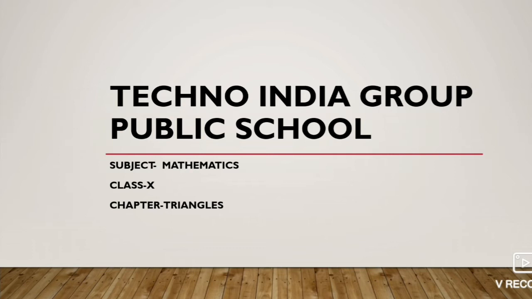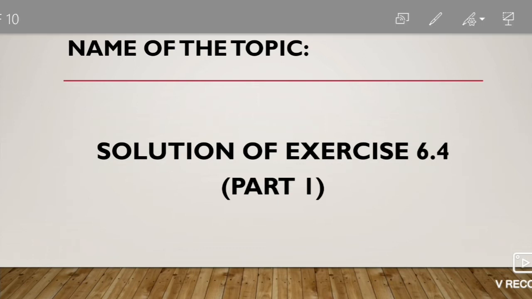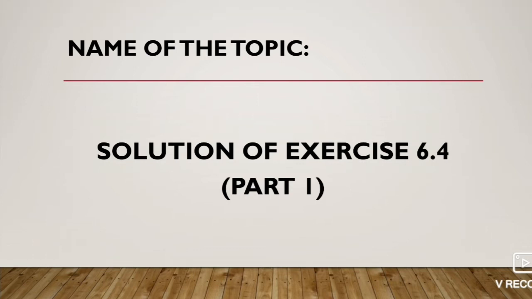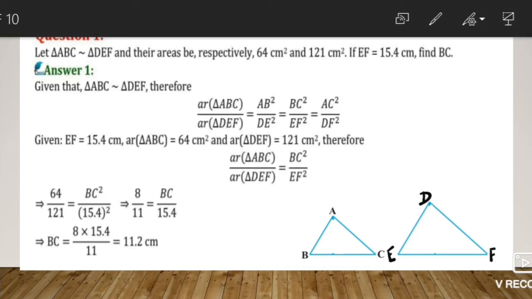Today we will discuss the solution of exercise 6.4 from the chapter Triangle. In this video we will discuss question numbers 1, 2, 3 and 4 of this exercise 6.4. So let's start with question number 1. Here is question number 1. First look at the question.